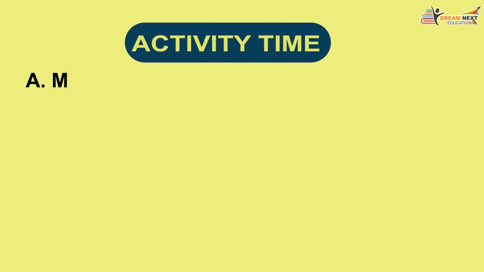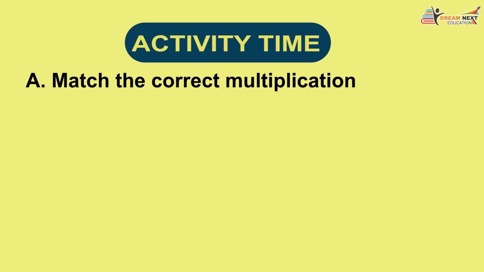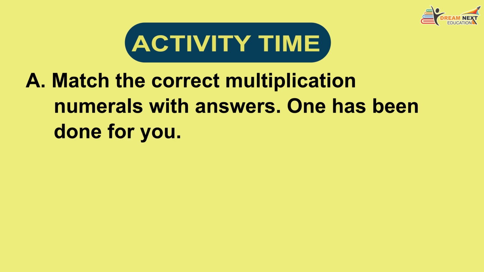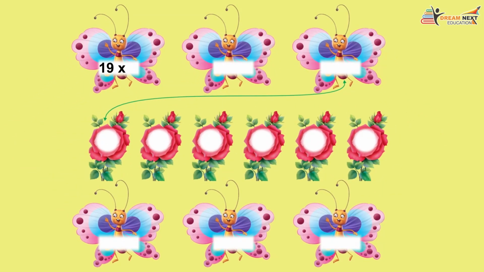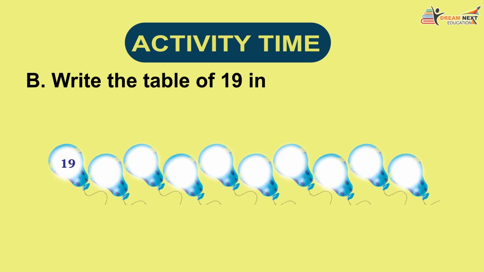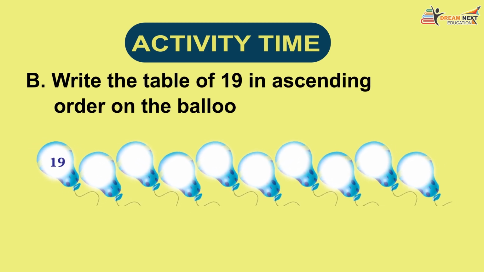Activity time. A. Match the correct multiplication numerals with answers. One has been done for you. 19 into 6, 20 into 9, 19 into 8, 152, 114, 180, 140, 60, 171. 20 into 3, 19 into 9, 20 into 7. B. Write the table of 19 in ascending order on the balloons.